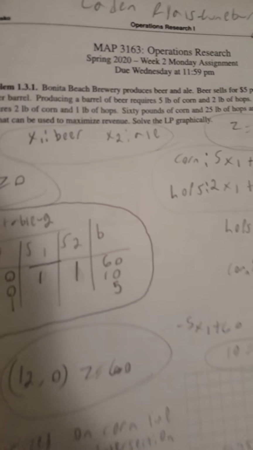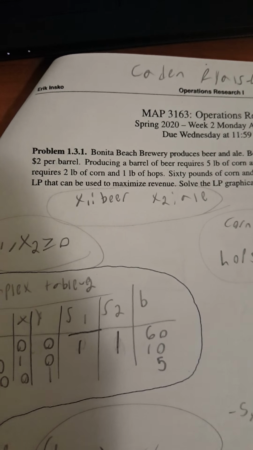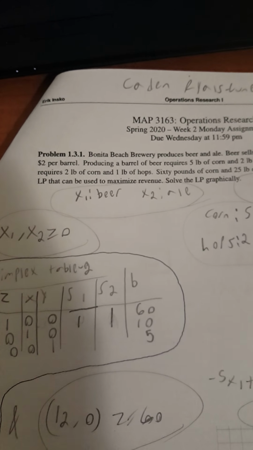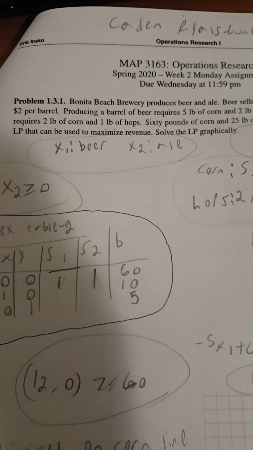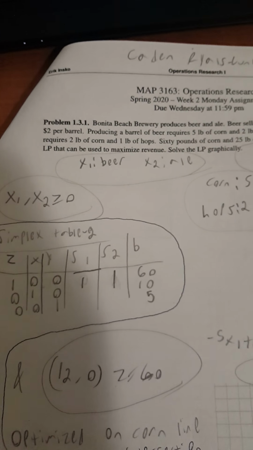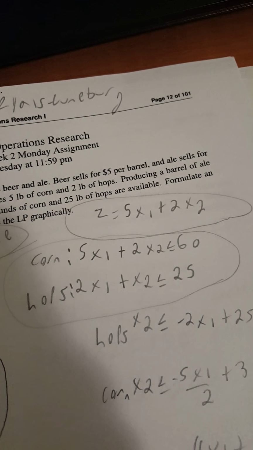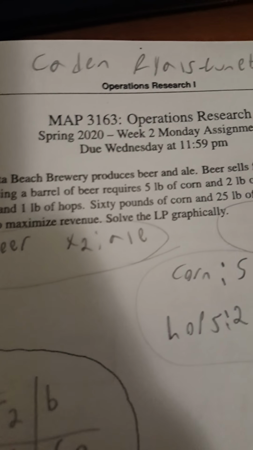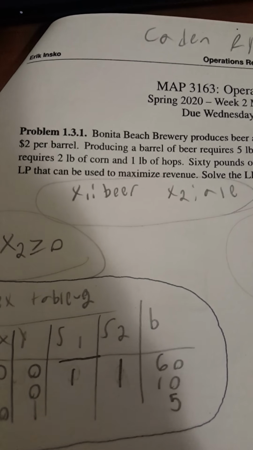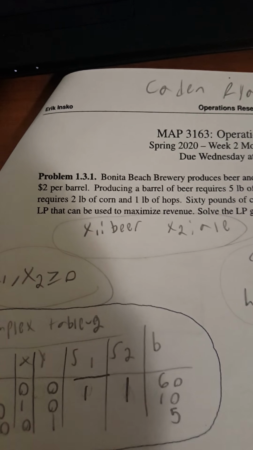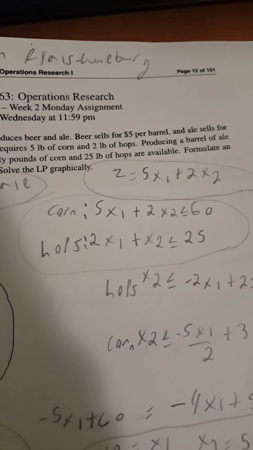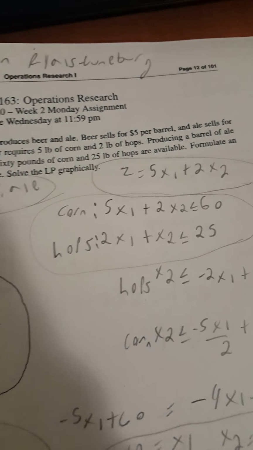Alright, so I'm going to say X1 is beer and X2 is ale. Realistically, maybe I should have gone alphabetically. Maybe I should have said that ale is X1 and beer is X2, you know, A, B, but the question wrote beer first and then ale second. So it seems to me like the chronological notation of things should be X1 is beer and X2 is ale. And then Z, well, that's about the money again. So we said X1 is beer.